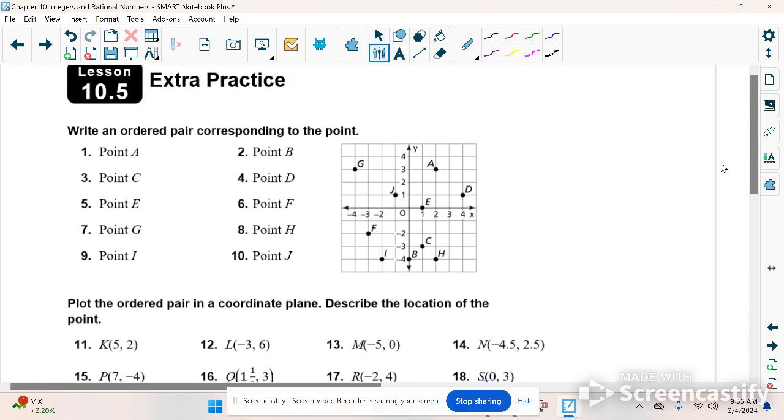The one that we did. 384. Wait, what? Oh, that one. No, you go this way. What the freeze? 384.